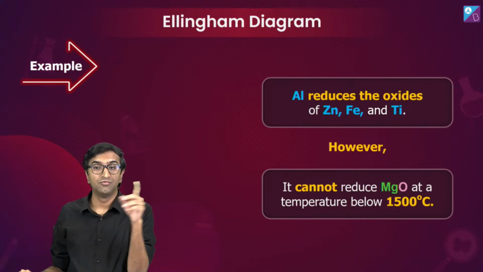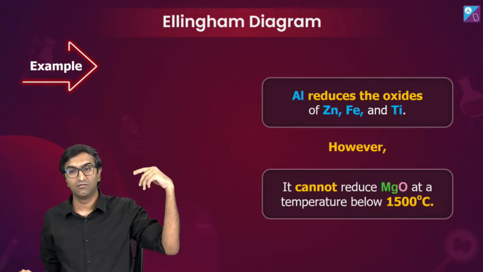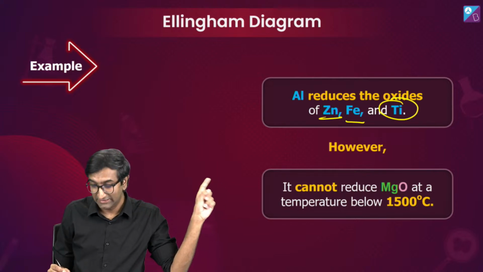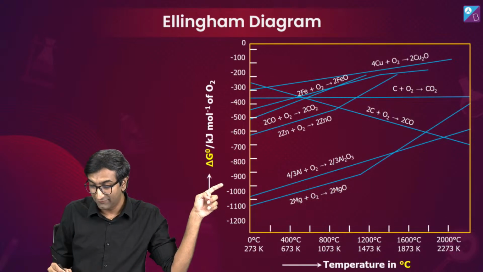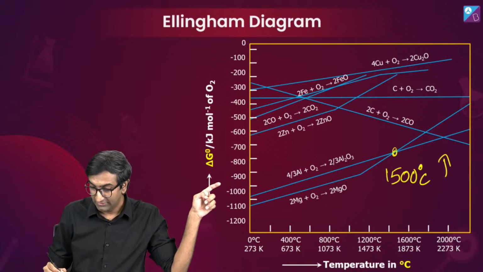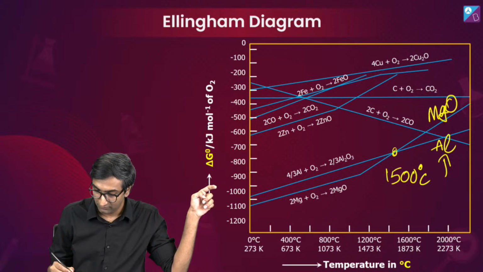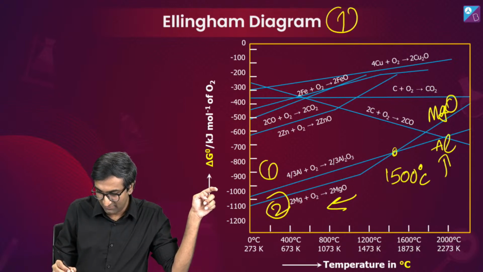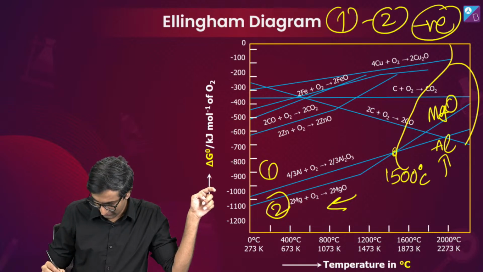So aluminium, जो बहुत नीचे था Ellingham diagram में, it was very low. It reduces everything above it, right? What was above it? Zinc, iron, titanium even. But it can't reduce MgO below 1500 degrees Celsius. As soon as you go above 1500 degrees Celsius, which is this guy, then aluminium can reduce magnesium, right? Because मैं इस reaction को उल्टा कर रहा हूँ. Let's say call them reaction 1, reaction 2. So reaction 1 minus reaction 2 is negative here in this region. Okay? Cool?